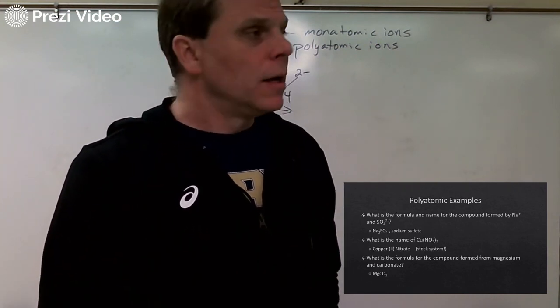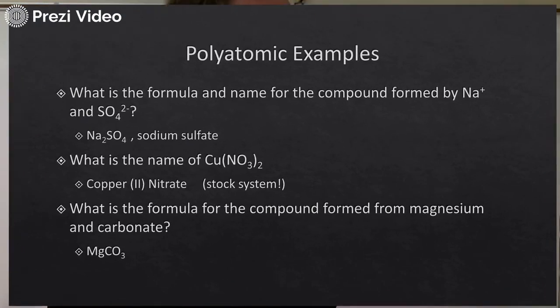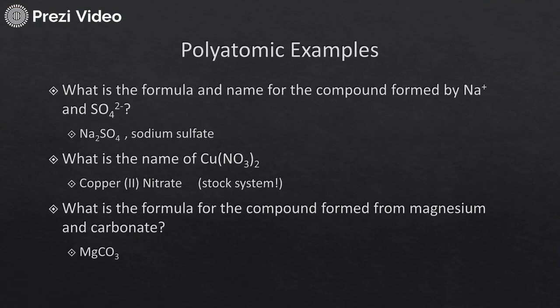Okay. All right, so let's look at some examples and see if we can do some of these. What's the formula and name for the compound formed by Na+ and SO4 2-? Okay, so these are good pause and practice ones, so let's pause and practice. And you'd get sodium sulfate as the name and Na2SO4 as the formula. Well, I guess you don't really need to pause and practice. You get to see the answer right there, don't you?